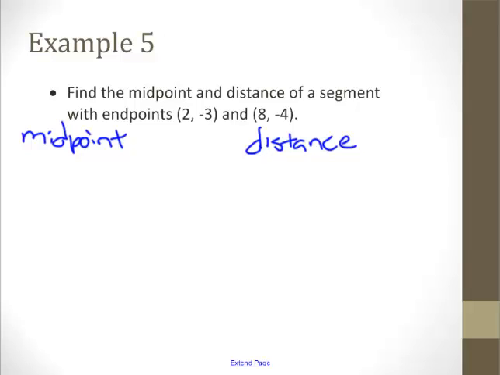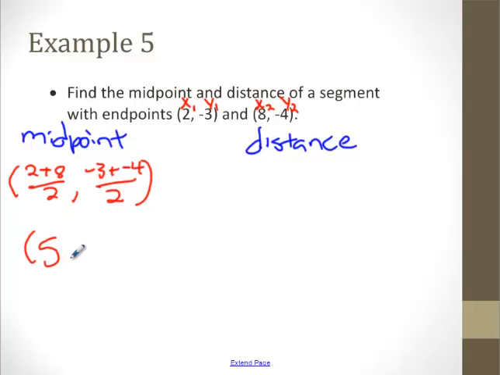Okay, now let's take it without a picture. Find the midpoint and distance of a segment with these endpoints. I'm going to label them again. Couldn't hurt to label just to make sure you're plugging in the proper things. Okay, for midpoint, x1 plus x2 over 2, y1 plus y2 over 2. 2 plus 8 is 10, and 10 divided by 2 gets us a 5. Negative 3 plus negative 4 is negative 7 over 2. I'm going to leave it as a fraction. If you wrote it as negative 3.5, you are right. Just different formats.